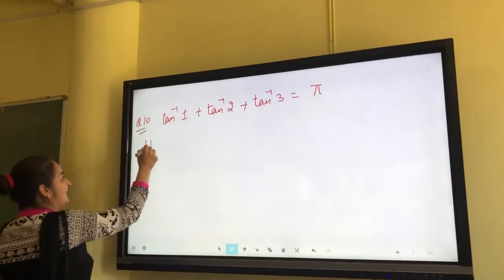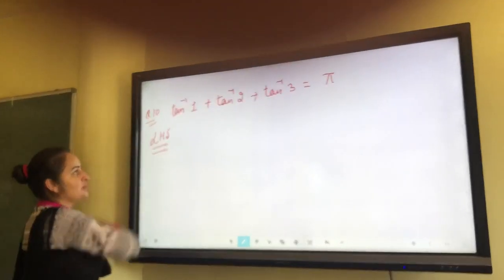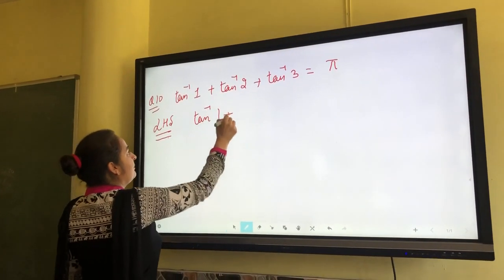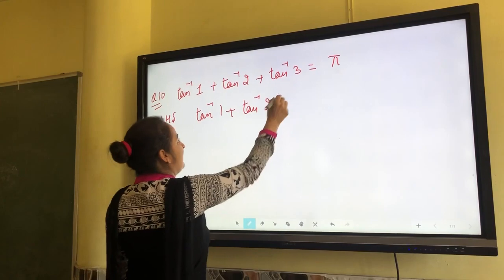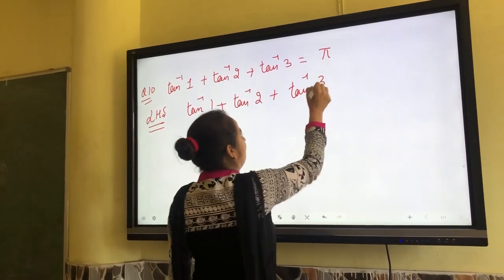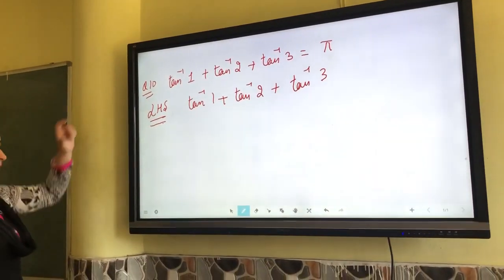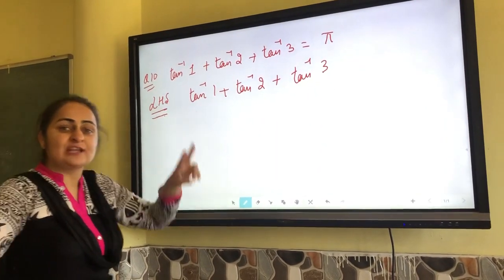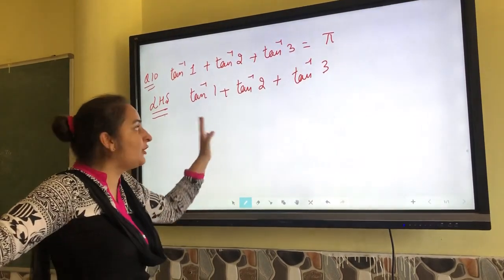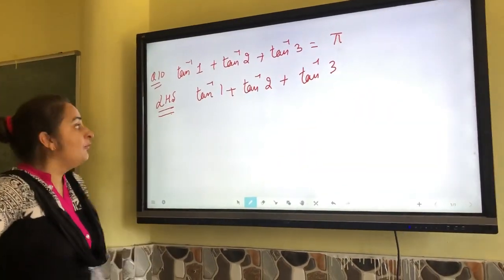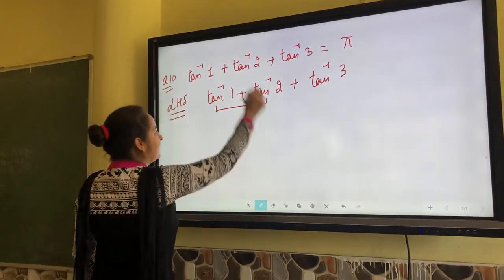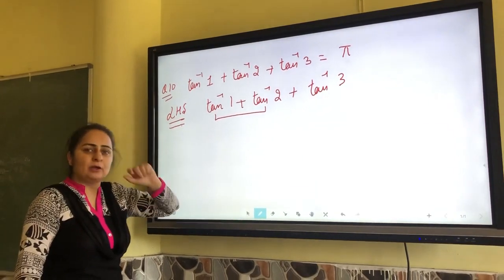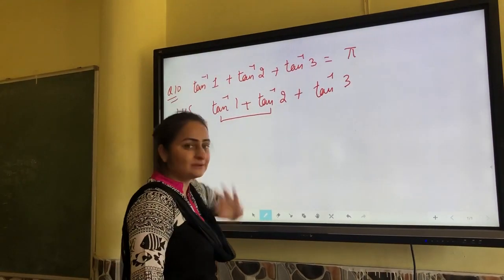Now, let us consider the left hand side of the question. What is the left hand side in the question? Tan inverse 1 plus tan inverse 2 plus tan inverse 3. Now, we had learned the formula that tan inverse x plus tan inverse y. The relation is between only the two tangents, not for the three. Here again, we are considering the two tangents, that is these two. That depends on you what you want to select. I am selecting first two. It depends on you that you want to select this and this, that is right.